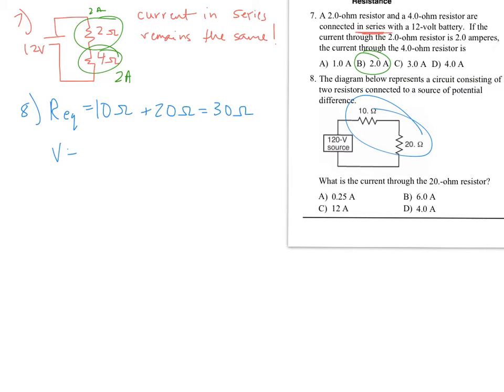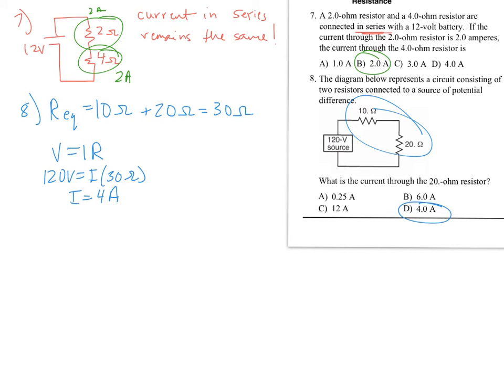That is now the equivalent resistance of the entire circuit. Now we can jump into V equals IR because the current that runs through the whole circuit is the same as throughout each part of the circuit. 120 V is equal to I times 30 ohms. I is now equal to 4 amps. Choice D. Let's double check with my key. Yep, it is 4 amps.